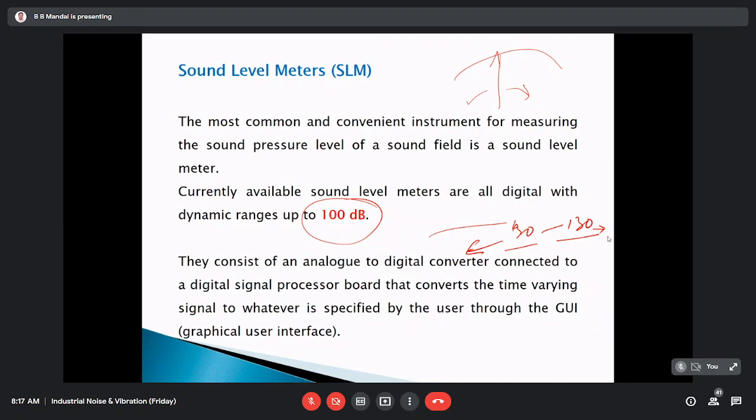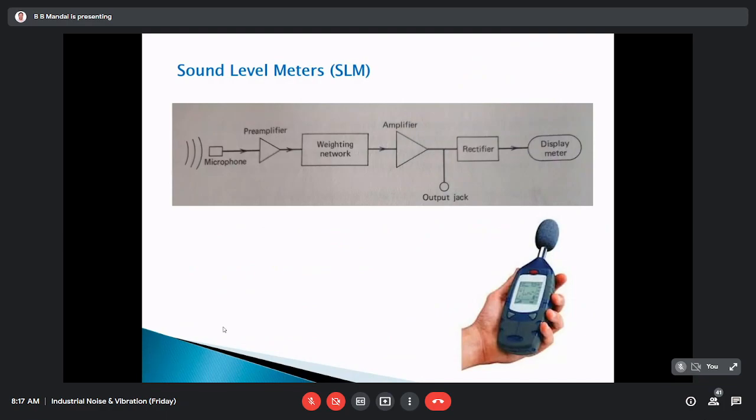Since you are already in second year, you understand these things: the analog to digital converter, ADC, will convert the analog signals into digital, and then the digital signal processor board will process the time varying signal, and you can opt for the display by using a graphical user interface. Now let's look at a very simple diagram. Let's understand what the constituents of the sound level meter are, what the schematic diagram is. Try to understand these things.